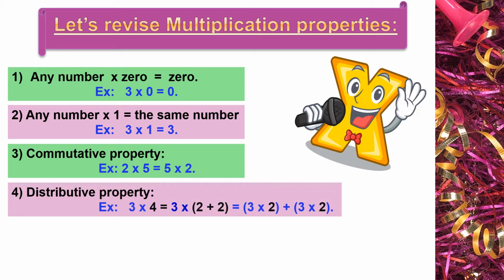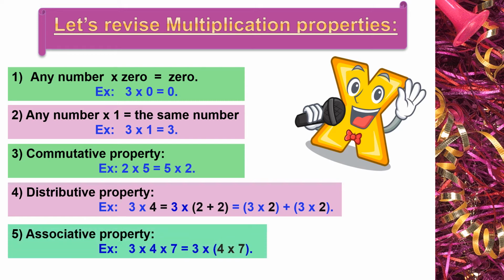The fourth property, distributive property. I said here I have 3 times 4. I will split this 4 into 2 and 2. Then I will distribute 3 with the first 2 and the second 2. Number 5, associative property. It means when I have 3 factors like this, 3 times 4 times 7, I will take 2 factors of them and put them between brackets. Then I will multiply the third after I get the product.